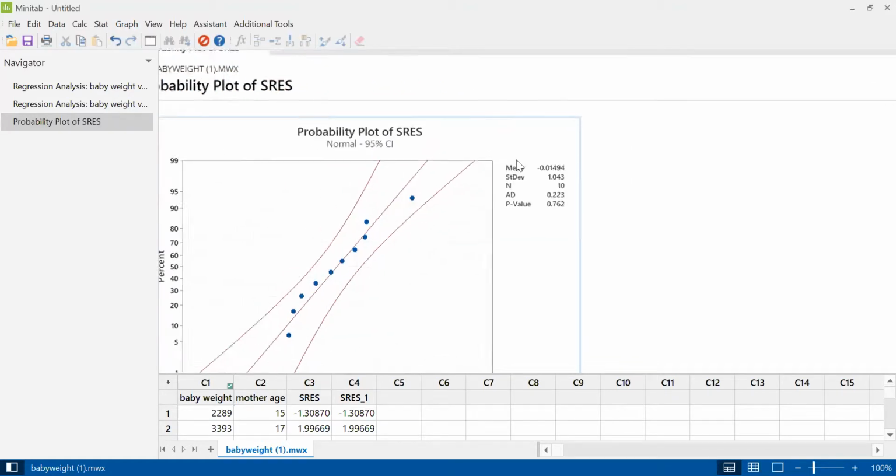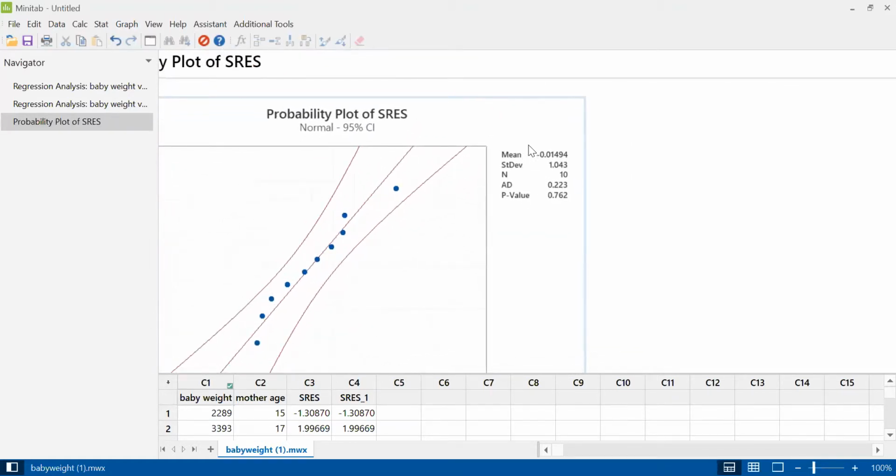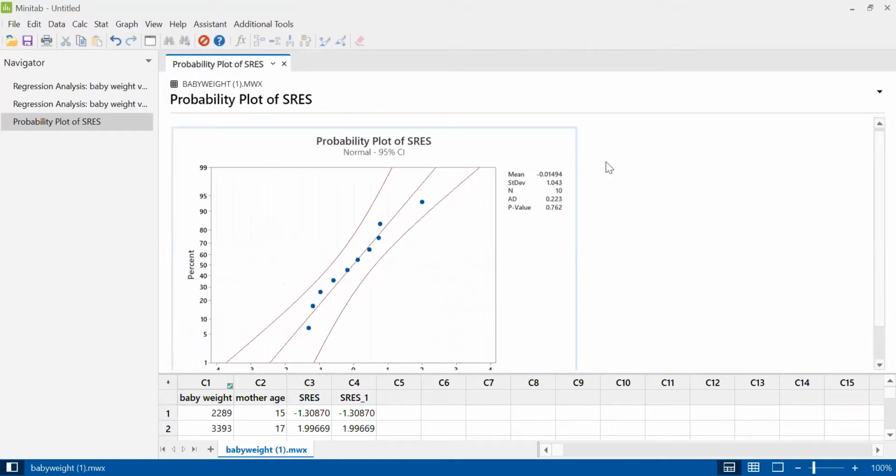So here's my NPP. It does look fairly linear, but remember what I'm doing is I'm looking at my p-value. It's 0.7. So the p-value is greater than 0.05, I can go ahead and say that my residuals are following a normal model. Done. Now I want to make a final conclusion and say that I've met all 4 of my requirements. So this linear model is a valid model. Okay. And that's what I'm doing for my requirements.